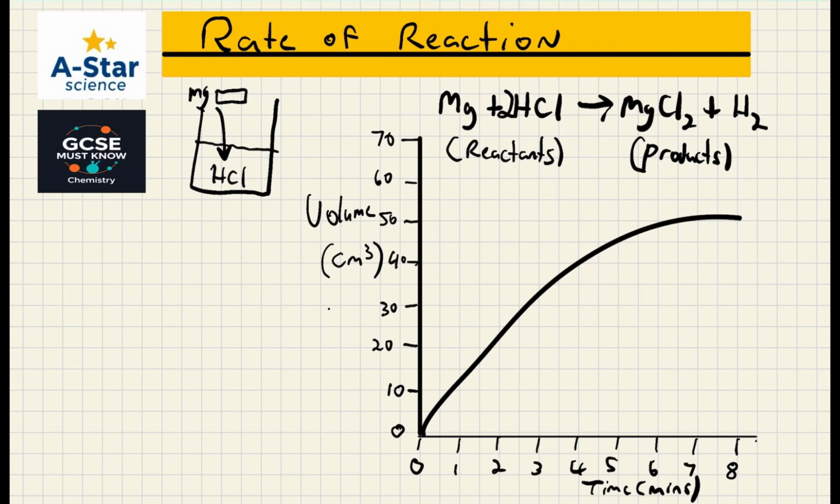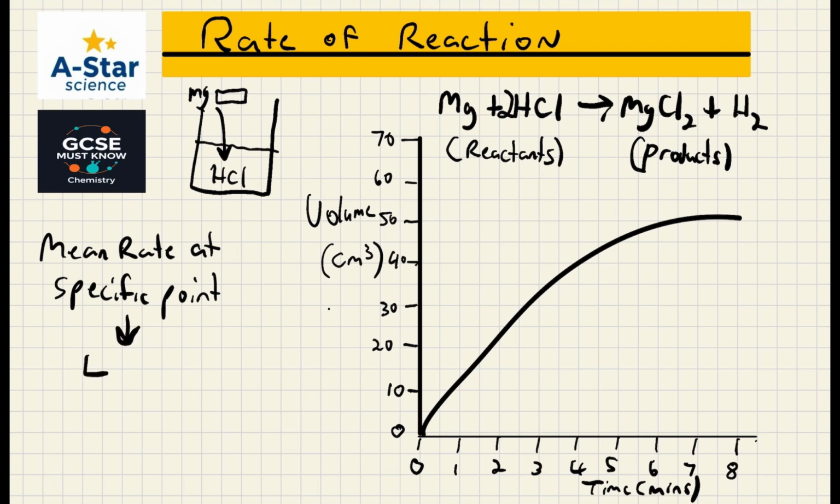Now, how would we do this? Well, there are two ways. If they ask you for the mean rate of reaction at a specific point, for example, at 4 minutes, let's say you wanted to find a rate of reaction after 4 minutes, you simply will go up from 4 minutes and look at the product formed.